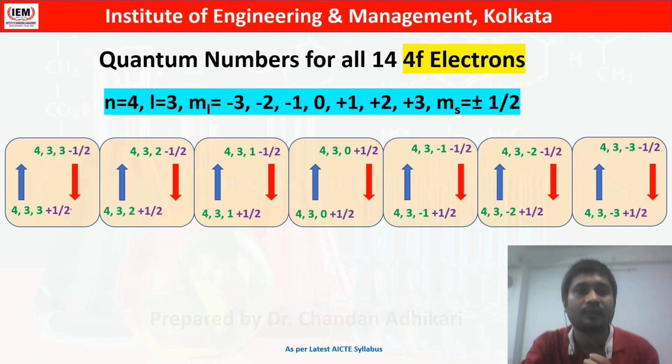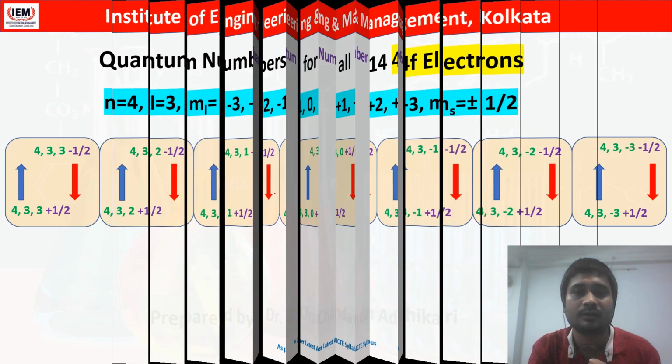So these are the 14 electrons, and we can very easily say, because we know n equals 4, l equals 3. If l equals 3, ml value will be minus 3, minus 2, minus 1, 0, plus 1, plus 2, plus 3, and the rest is the same. First you need to take 3, then 2, then 1, then 0, minus 1, minus 2, minus 3, and all other things will be the same. 4 3 3 plus half, 4 3 3 minus half, and so on. So accordingly you can give 4 sets of quantum numbers to all the electrons of 4f orbitals.